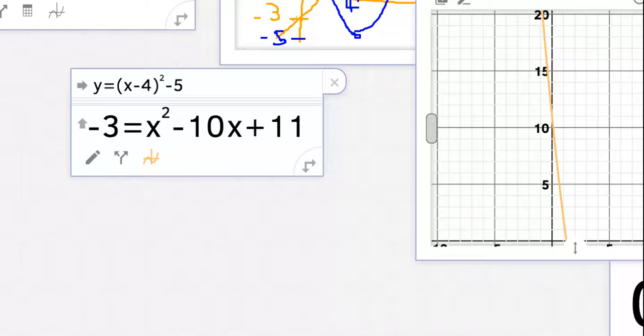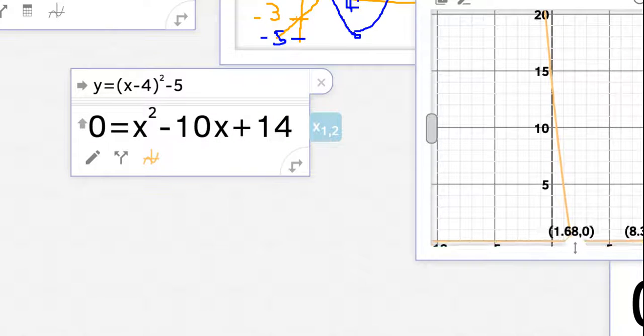That becomes negative 10x. Okay, now I've still got negative 3 on this side. What's the inverse of negative 3? It's positive 3. So let's take positive 3. That's negative 3 on the left side. I add 3 to both sides, right? And that gives me 0. So are x squared and positive 3 like terms? No, and yes. 11 and plus 3 are like terms. So I add those. 14. Now it says something x1 and x2. That's interesting. So, well, I guess what I need to do is get out the old quadratic formula.